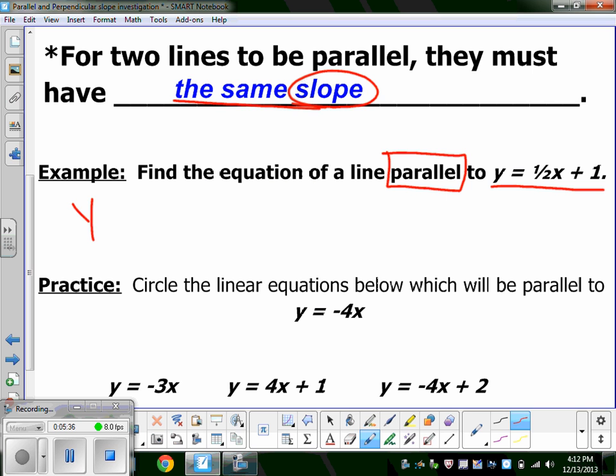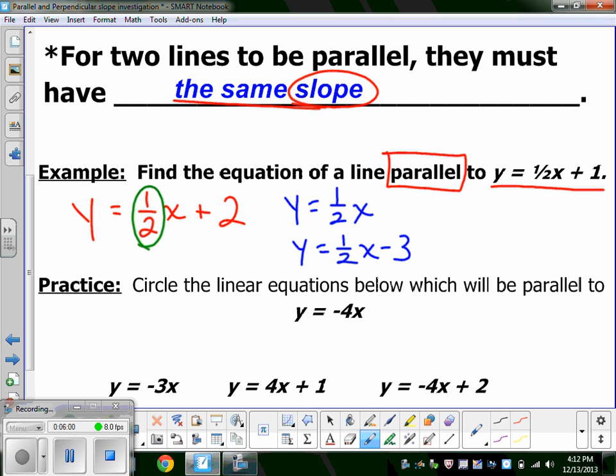Any linear equation that you come up with that has a slope of 1/2 will in fact be parallel to the equation given. So we could have y equals 1/2 x plus 2. We could have y equals 1/2 x. We could have y equals 1/2 x minus 3. Any linear equation that has a slope of 1/2 will in fact be parallel to y equals 1/2 x plus 1.